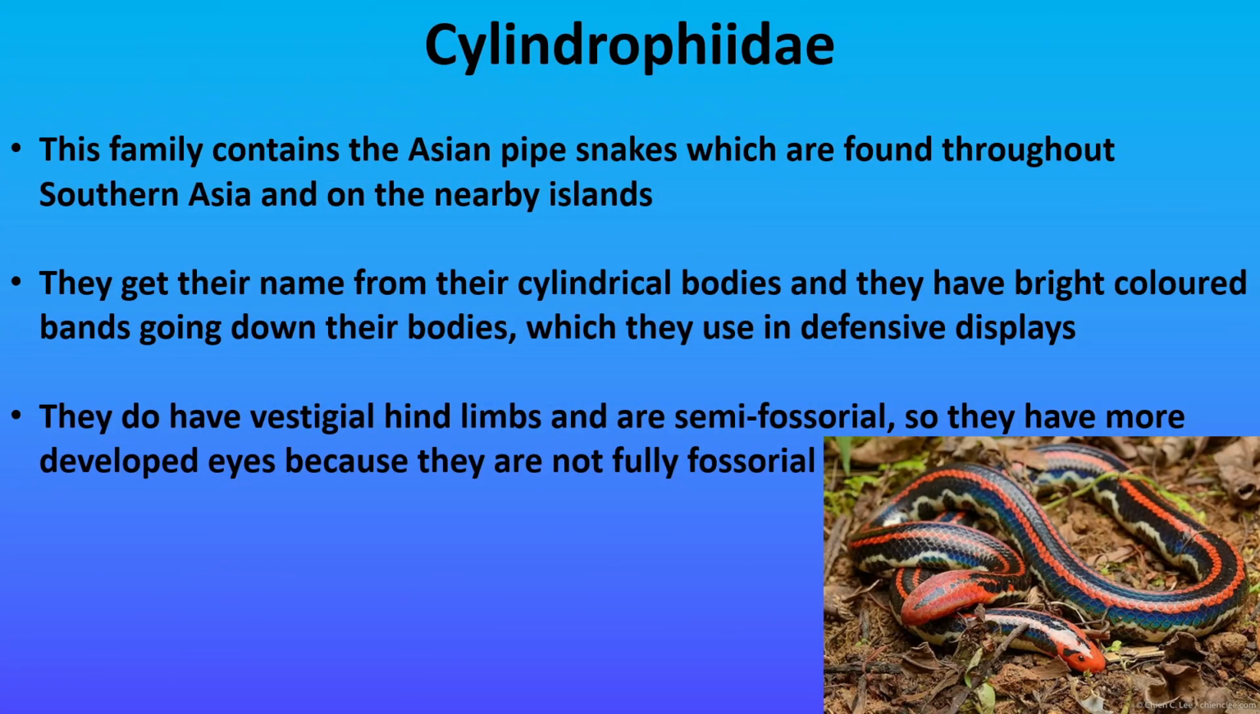Next are the Cylindrophiidae, and this family contains the Asian pipe snakes, which are found throughout southern Asia and on the nearby islands. They get their name from their cylindrical bodies, and they have bright colored bands going down their bodies, which they use in defensive displays. They do have vestigial hind limbs and are semi-fossorial, so they have more developed eyes because they are not fully fossorial, so they will still need to see to some extent.